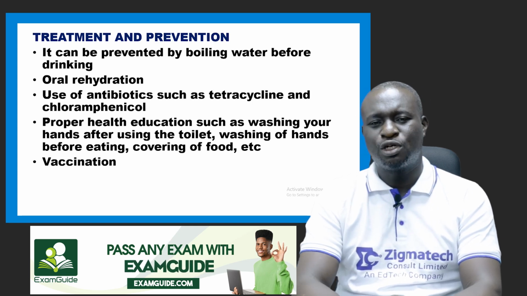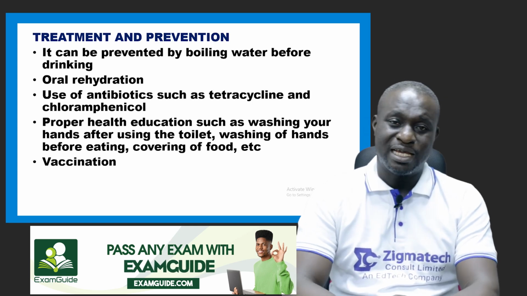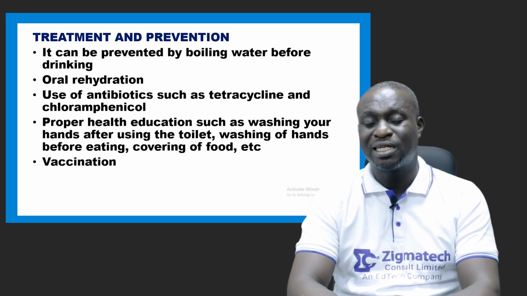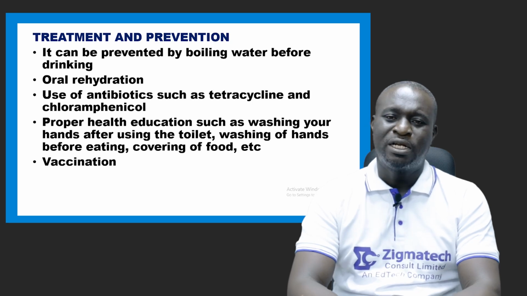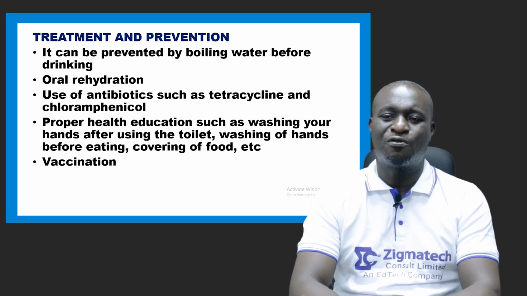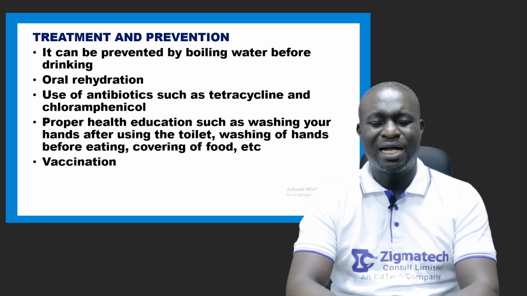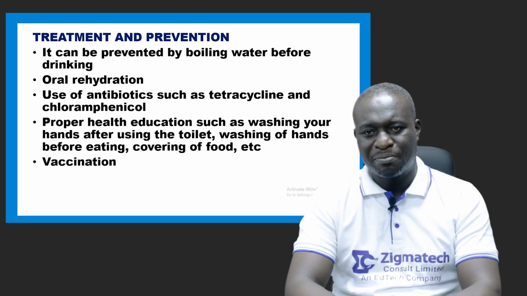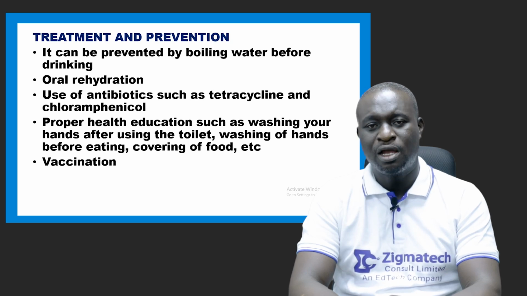Remember, one of the symptoms of cholera is that the victim is dehydrated. All right, so one of the ways to keep the person hydrated is oral rehydration. All right, then number 3 is the use of antibiotics. Now oral rehydration and the use of antibiotics are ways we can treat patients with cholera, or those that are infected with the disease cholera.